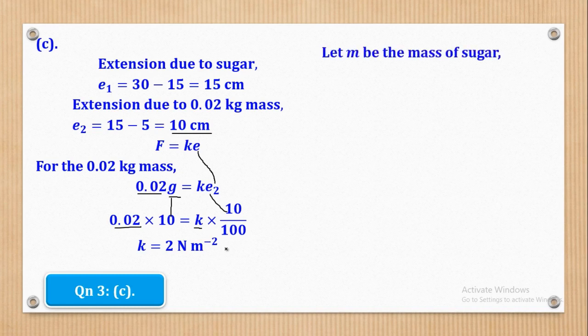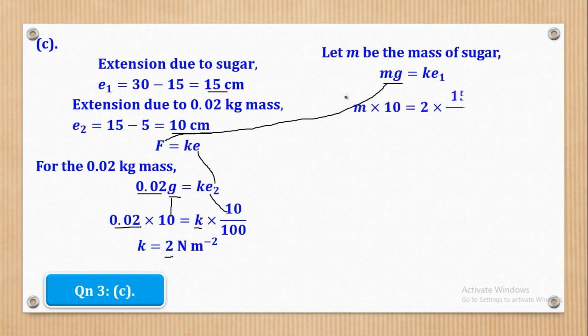Now that I've got the force constant, I can say let m be the mass of the sugar. Therefore, mass times acceleration due to gravity will give you the weight, which is our force, and the k is here, which is already known. The E is here, which is already known. So I'm going to substitute. m times 10 will be equal to 2 times 15 over 100. And when I make m the subject, I'll come up with my m as 0.03 kilograms. So basically that's what they wanted.